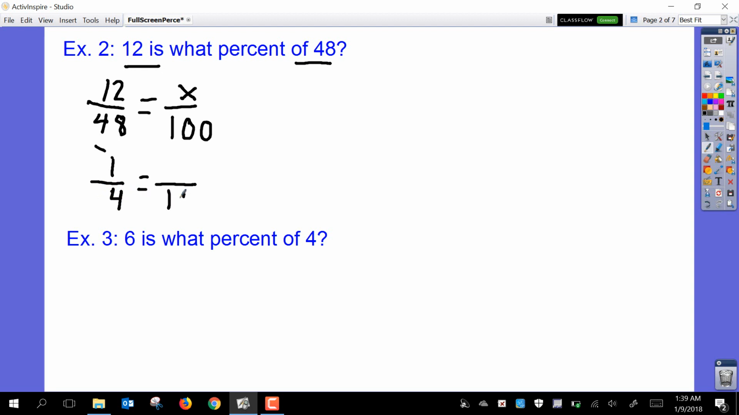And then, of course, on this side, I can't change anything because I have an unknown value. So now, it's just 4 multiplied by what number equals 100? Multiplied by 25. So then 1 multiplied by 25 is 25, so x is equal to 25%.